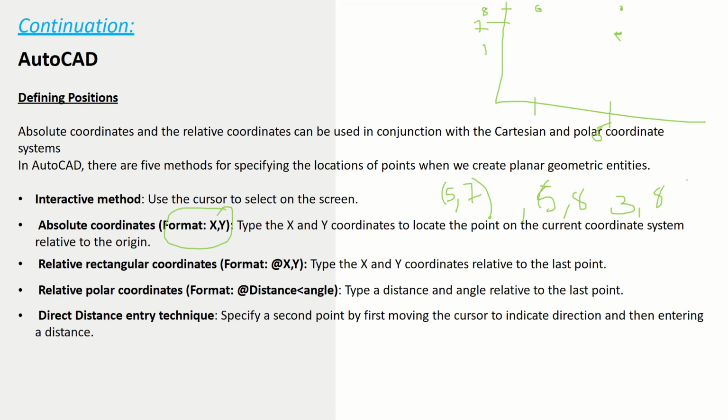And if your next point is 3 and 7, my bad, 7 and 3, it will locate this one here, and in most cases you've drawn a rectangle. That's absolute coordinates, where you type the x and y relative to your origin. Your origin is always 0, 0.